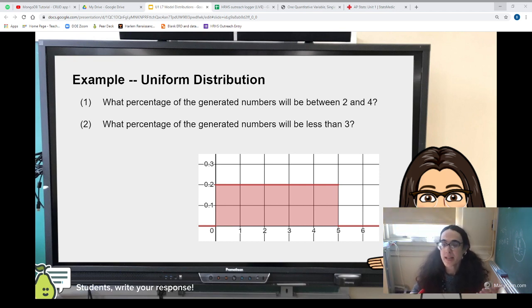Number 2, what percentage will be less than 3? Now we're going to set it up a little differently. We're starting at 3 and basically shading down to the end. So now we're going from 0 to 3. We can do a similar calculation. We have 0.2, that height, times 3, which is the width, which gives us 0.6, or 60%.